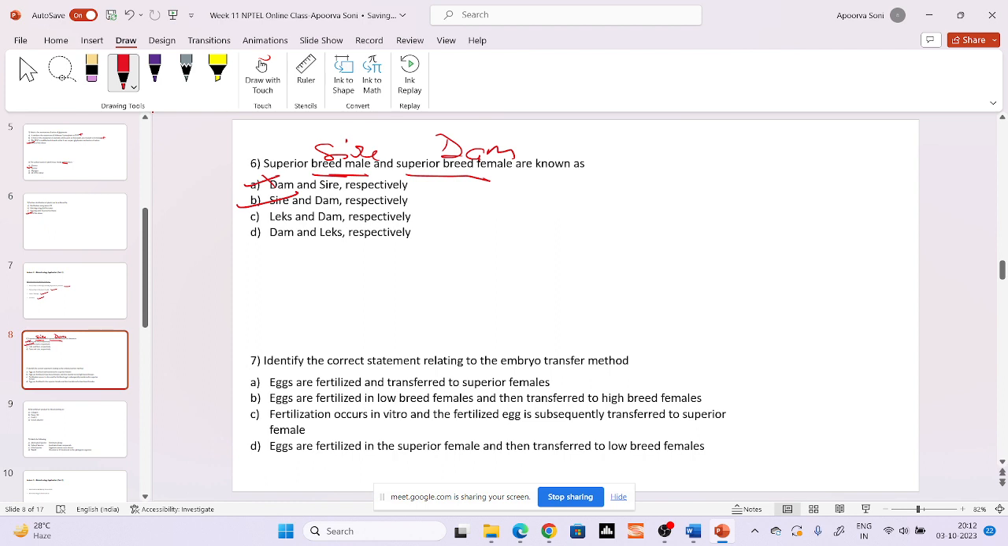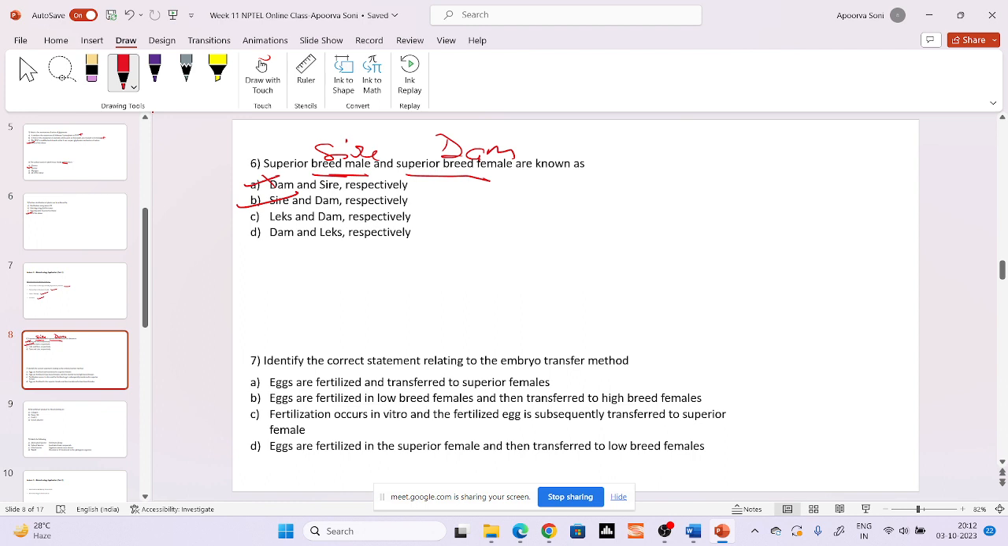Then the seventh question is, identify the correct statement relating to the embryo transfer method. Eggs are fertilized and transferred to superior females. Eggs are fertilized in low breed females and then transferred to high breed females. Fertilization occurs in vitro and the fertilized eggs are subsequently transferred to superior female. Eggs are fertilized in the superior female and then transferred to the low breed females. So what is the correct answer? Option D.